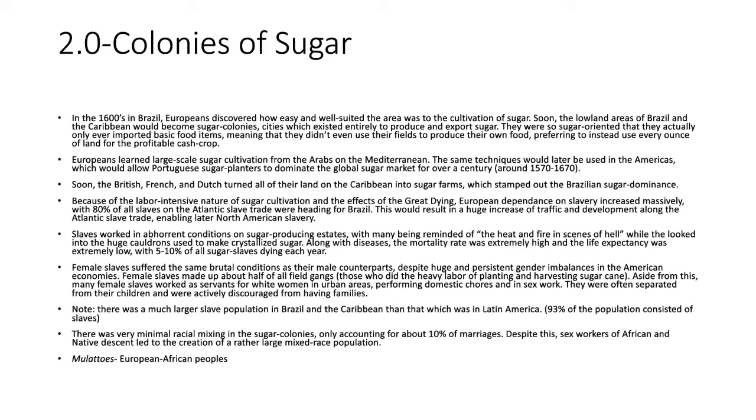There was a much larger slave population in Brazil and the Caribbean than there was in Latin America.